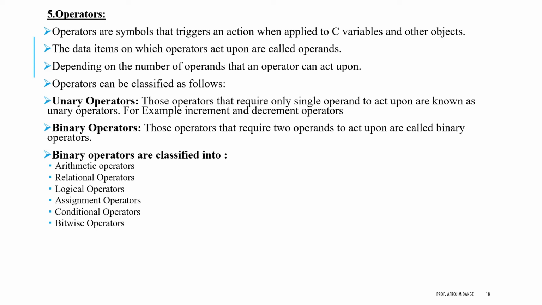Next one, relational operators. These are used for comparison of the values of two operands. For example, checking if one operand is equal to the other operand or not, or if an operand is greater than the other operand or not, etc. Some of the relational operators are equal equal, less equal, greater equal.